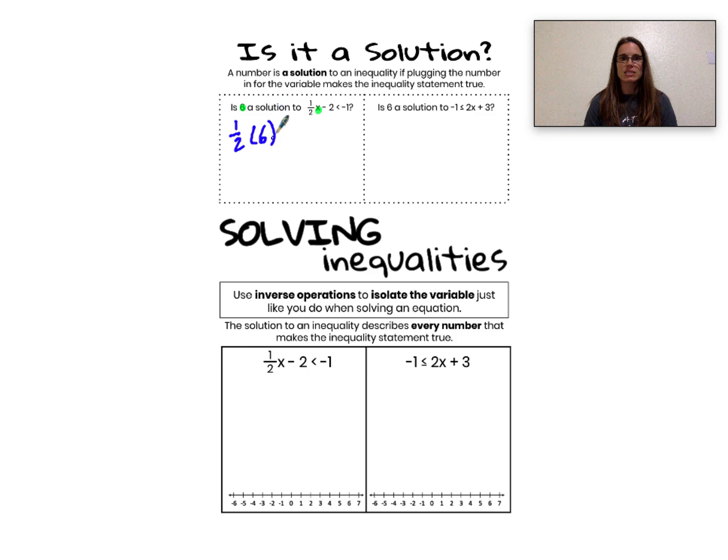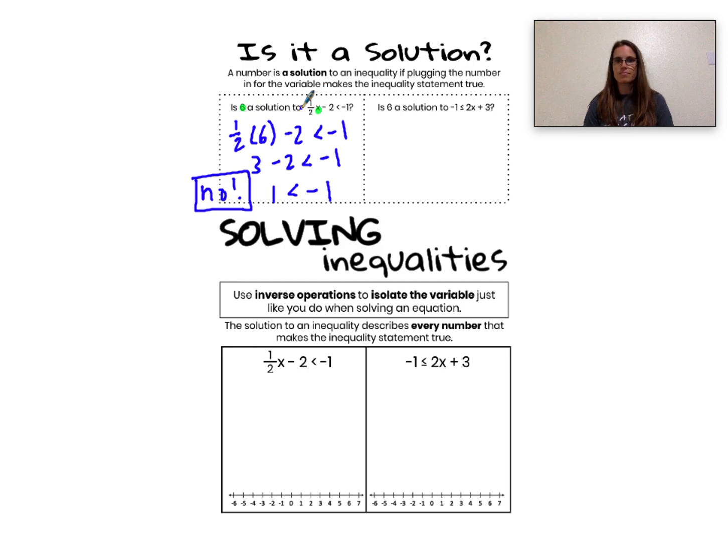1/2 times 6 minus 2, is that less than -1? 1/2 times 6 is 3. So is 3 minus 2 less than -1? 3 minus 2 is 1. Is 1 less than -1? Nope. 1 is not less than -1. That tells me that no, 6 is not a solution to this inequality.